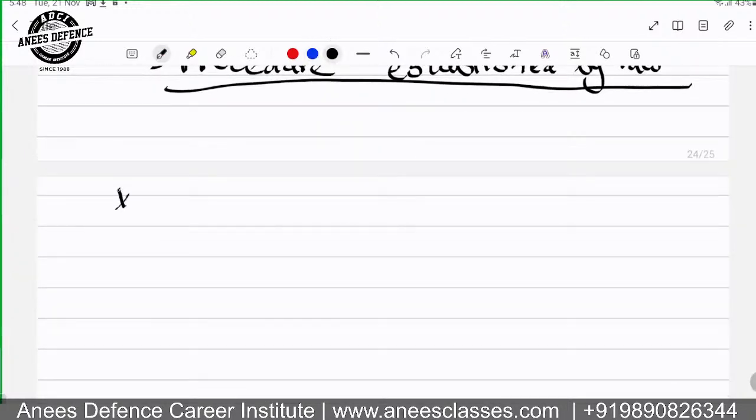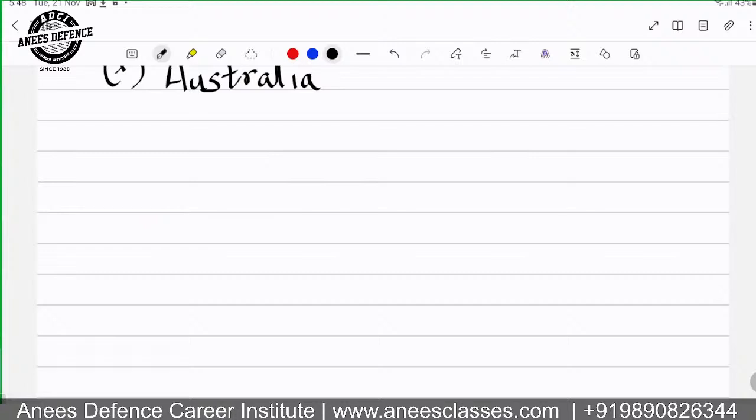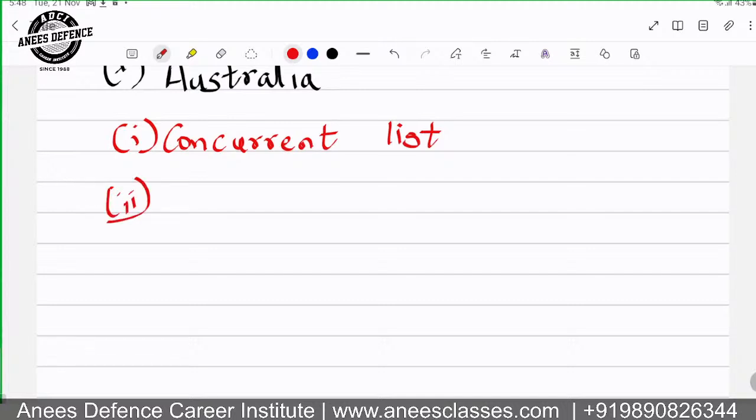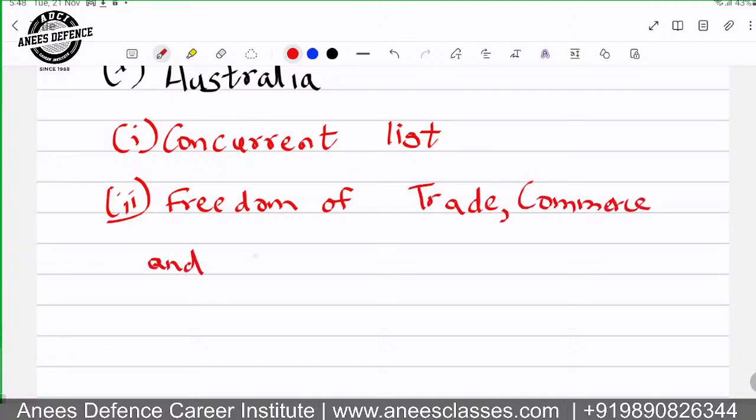10th part, Australia. From the Australian Constitution, we have adopted the concurrent list. Second thing that we have adopted is freedom of trade, commerce, and intercourse.